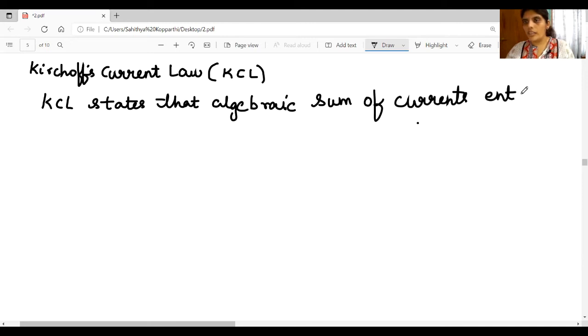The node is not a circuit element. It cannot store charge. It cannot destroy charge. So KCL is simply based on the law of conservation of charge. That is, charge is neither created nor destroyed.